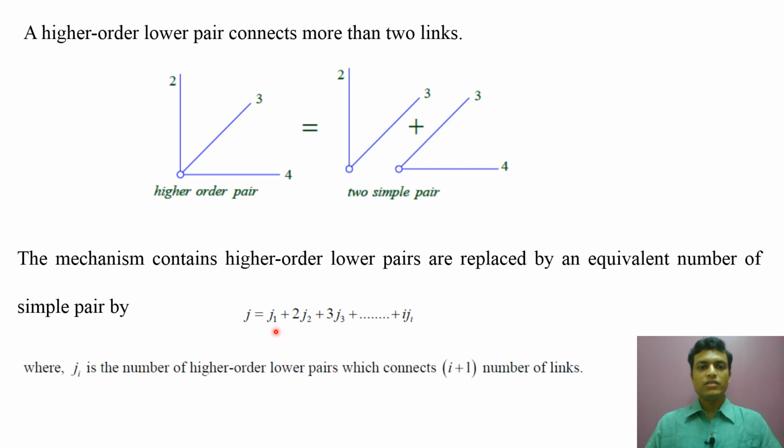So what is the significance of J1? J1 is the simple lower pair. So it connects 1 plus 1, 2 links. This is a simple pair. Now J2 is a second order lower pair. So J2 connects how many links? 2 plus 1, 3 links. Now J3 connects how many links? 3 plus 1, 4 links. So the equivalent number of simple pairs is to be determined by this equation, where j is equal to j1 plus 2j2 plus 3j3 plus i ji.